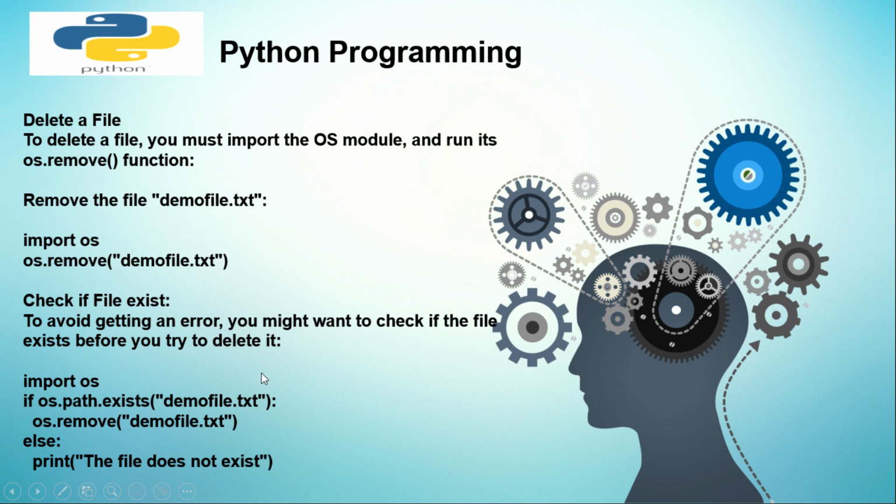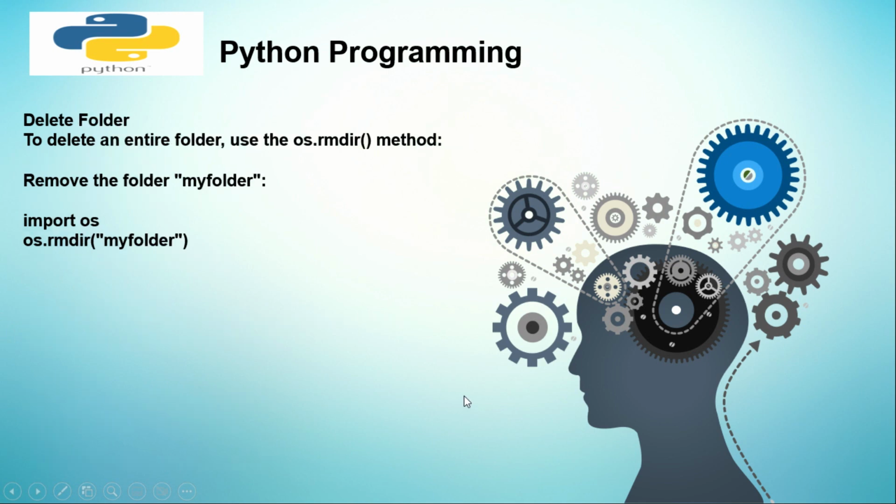You can check whether the particular file actually exists before you try to delete it. So import os. If os.path.exists this file, remove it, else print that the file does not exist. We already did this, right? Import the OS, and if this path exists and this file exists in the path, os.remove this file, else print the file does not exist.